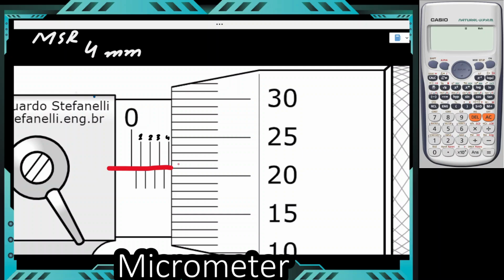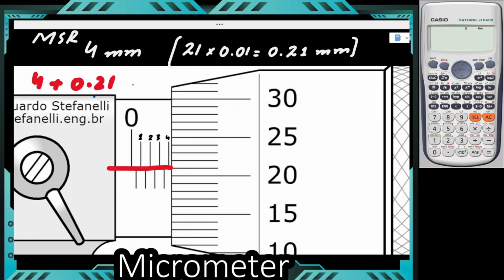What line number is that? Line number 21. Very good. So how do we write it down? We say line number 21 times the precision or the least count of the micrometer, which is 0.01, and that is 0.21. We don't even need a calculator for that. Millimeters. And then what's the final step? We gotta add these two readings. So 4 plus 0.21. Once again, we don't even need a calculator. 4.21 millimeters. So that's the final reading.